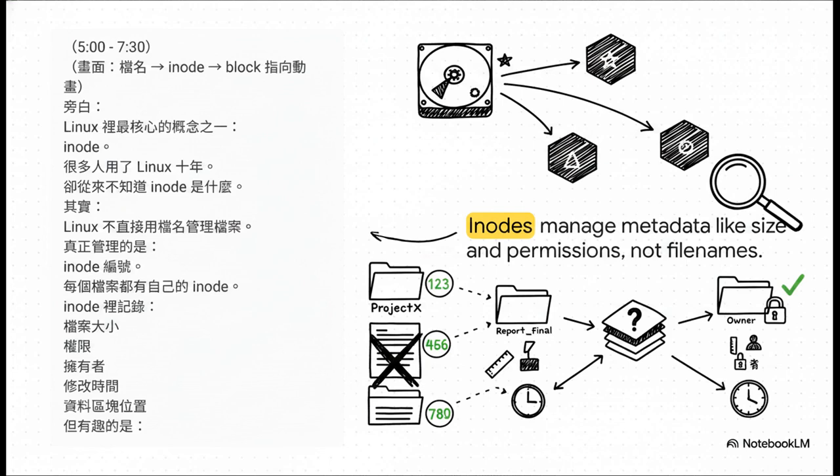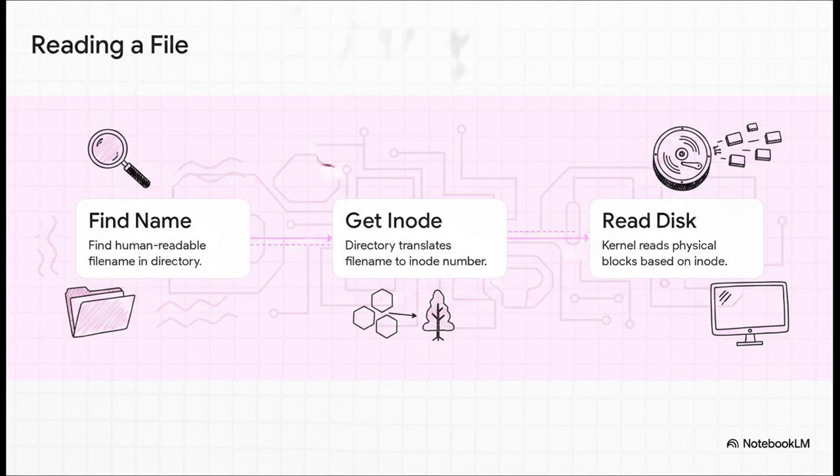Every single file gets its own hidden ID badge containing all its metadata. We're talking the size, the permissions, who owns it, the modification time, and crucially, the exact physical block locations on the hard drive. But let's break down what that actually looks like in action.